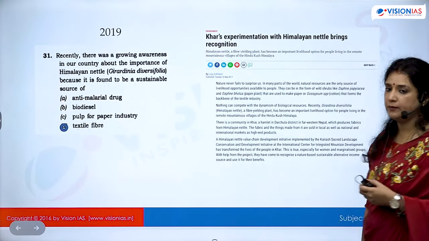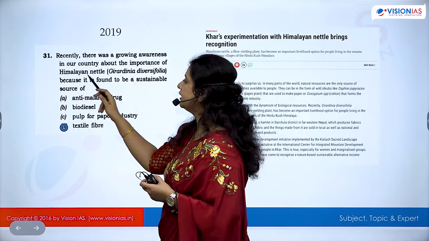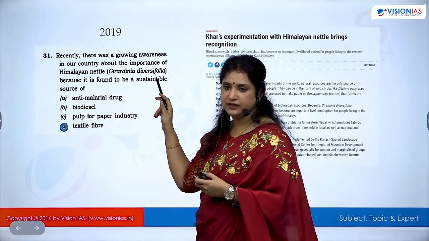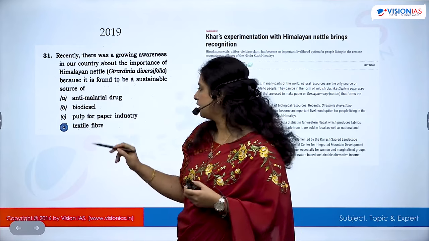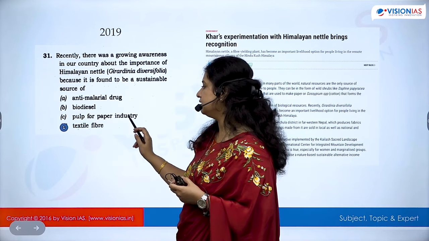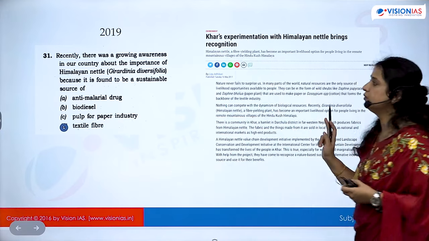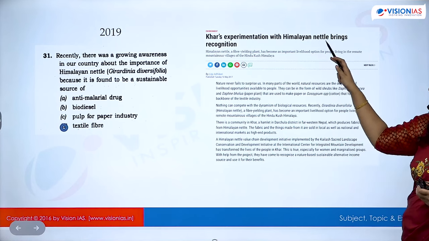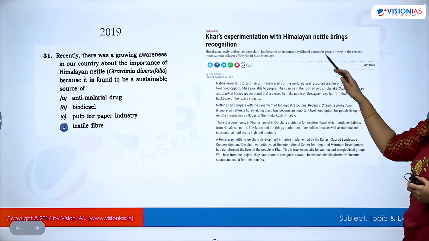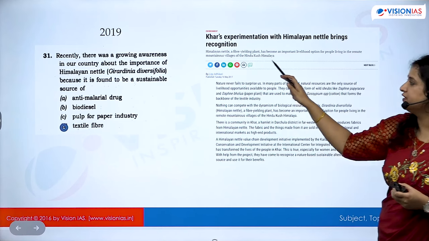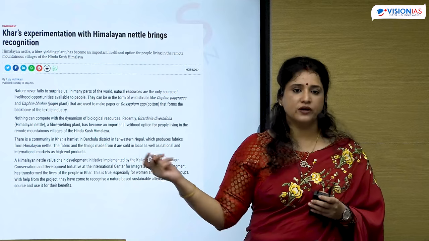Now, another plant-based question. Recently, there was growing awareness in our country about the importance of Himalayan nettle, and its scientific name is given, because it is found to be a sustainable source of anti-malarial drug, biodiesel, pulp or paper, or textile. The answer, as you can see, is textile. Again, Down to Earth: Khar's experimentation with Himalayan nettle brings recognition. Himalayan nettle, a fiber-yielding plant, has become an important livelihood option for people living in the mountainous villages of the Hindu Kush Himalayas. Now tell me, why should I not recommend Down to Earth? I'm showing you one example after another.